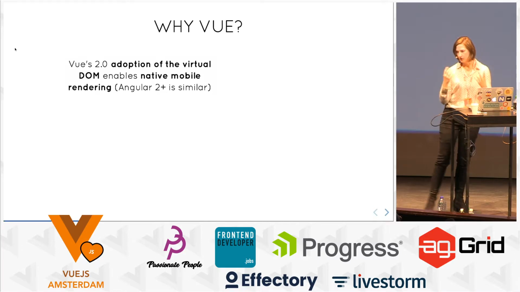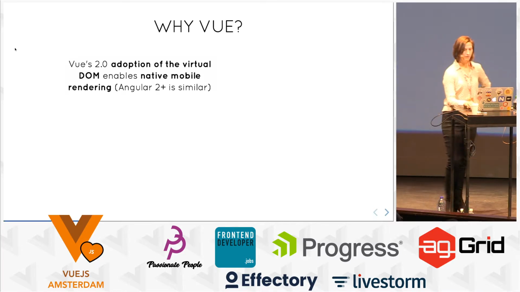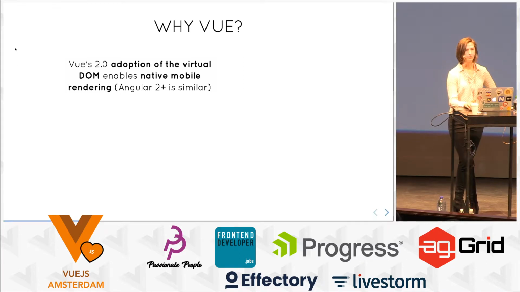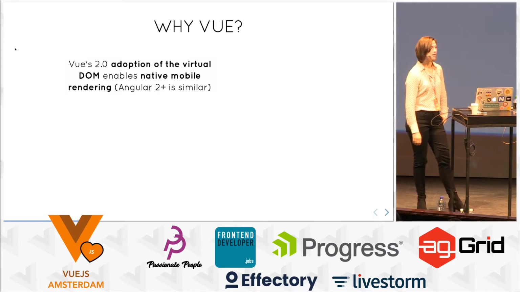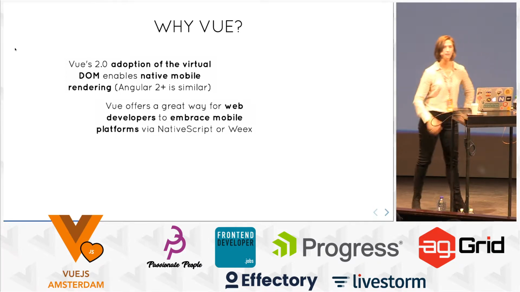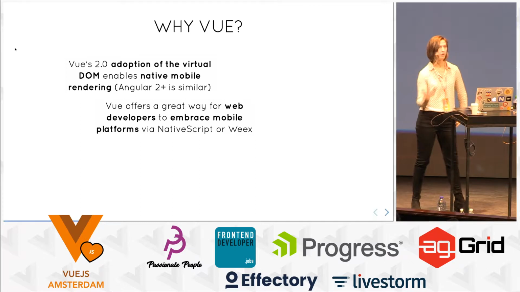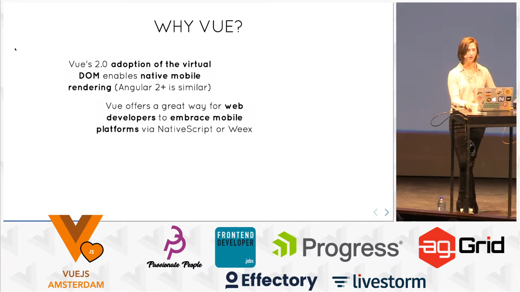Now, why, as a mobile developer, might you be interested in adopting Vue? Well, kind of like what Angular 2 did when AngularJS moved into Angular 2, Vue 2.0's adoption of the virtual DOM enables native mobile rendering. So Angular 2 is kind of the same way. It decoupled the DOM. So now we have this ability to go ahead and build for mobile on the front end and then reuse a certain amount of framework code.